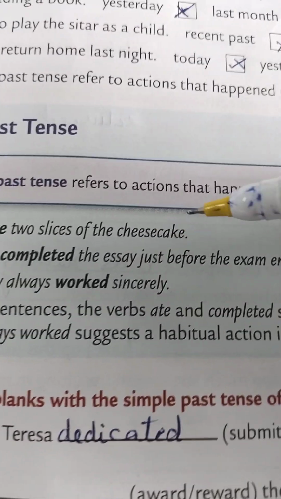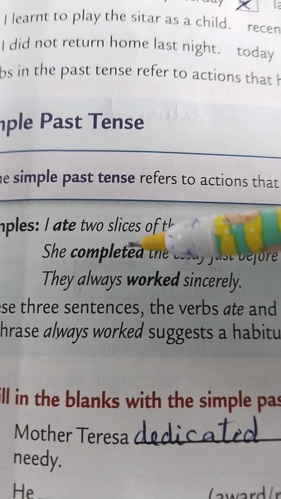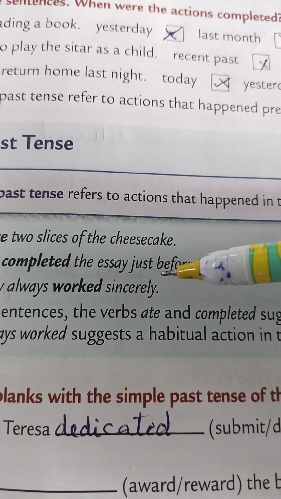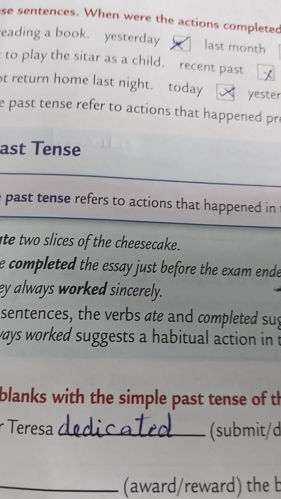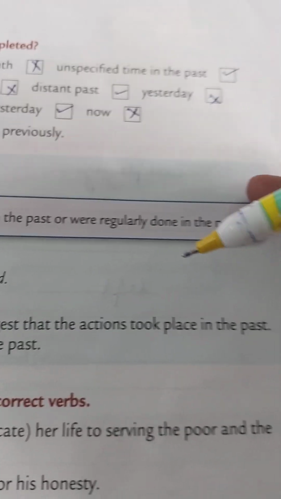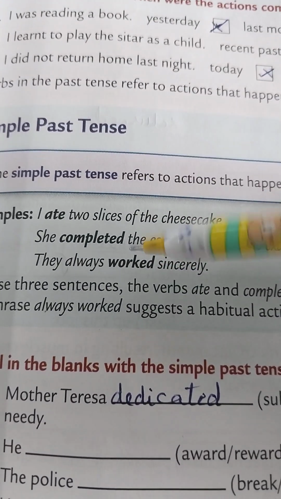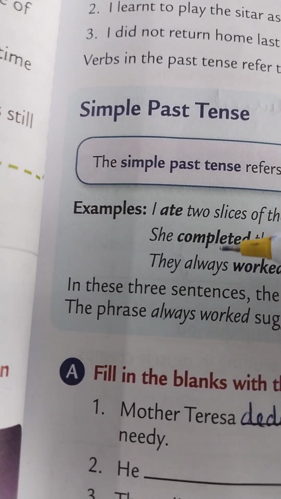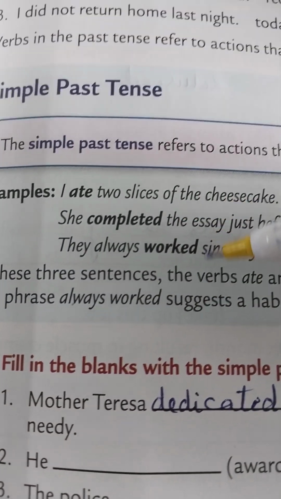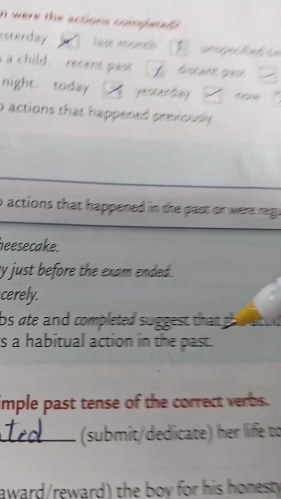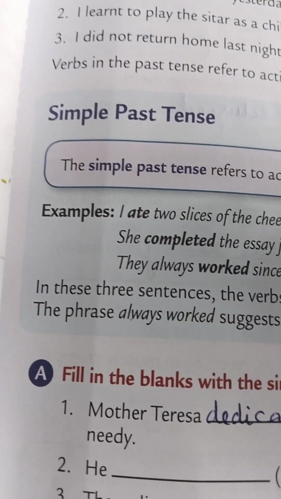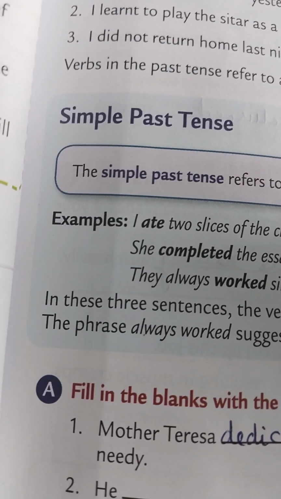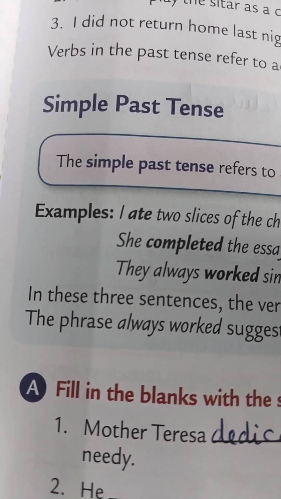She completed the essay just before the exam ended. They always worked sincerely. Now in these 3 sentences, children, the verbs ate and completed suggest that the actions took place in the past. So ate and completed, these two verbs indicate that the actions were completed in the past, but the phrase always worked suggests a habitual action in the past. So as I told you, in simple past tense we refer to the actions which took place in the past, and habitual actions in the past are referred to in simple past tense.